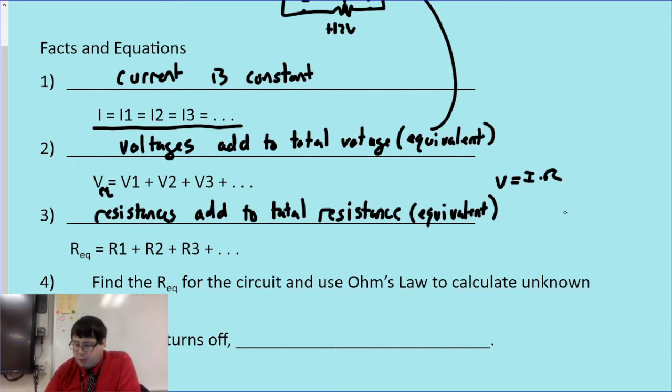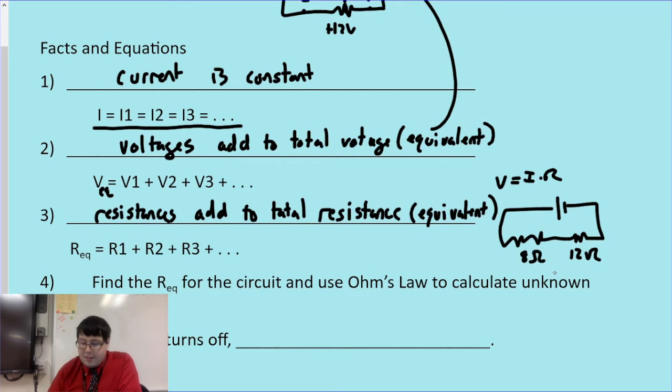So if I made another simple circuit, let's say it's one here with a resistor there and a resistor there. I've got a 12 ohm resistor there and an 8 ohm resistor there. This circuit has an equivalent resistance equal to those added together, or 20 ohms. It would be the same thing if I drew a circuit that just had a 20 ohm resistor. Functionally, those circuits will act just the same.